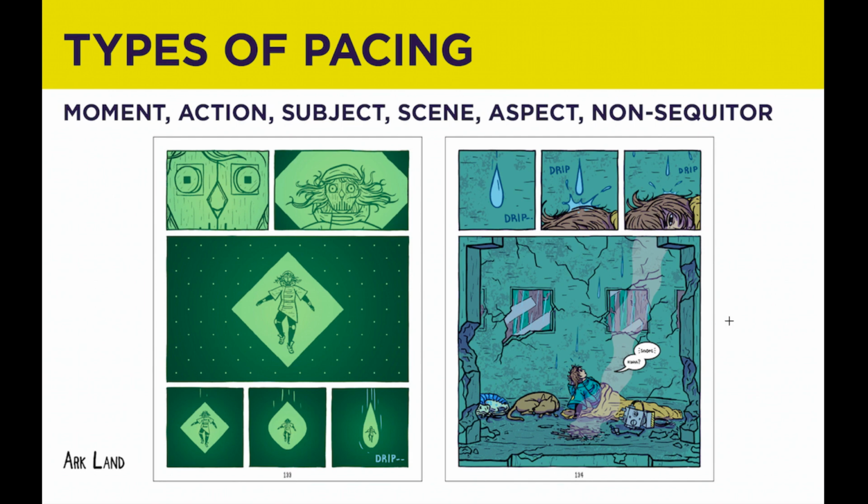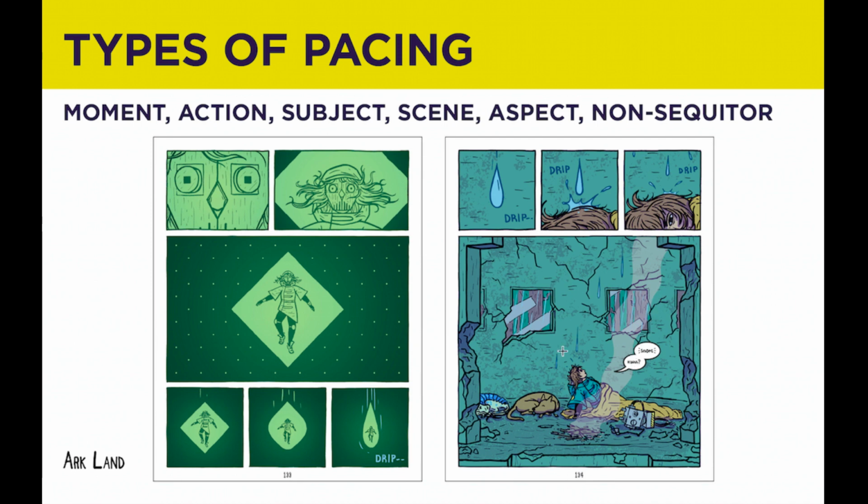This is from Arcland, and this is an example of moment to moment where this dream sequence is kind of slowly dissolving and then transitions into this drip falling on the main character's head before she wakes up in this ruined structure that she's been camping out in.